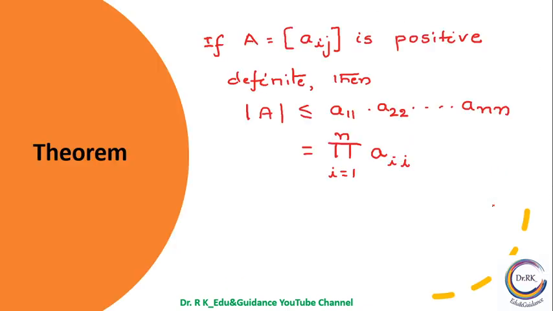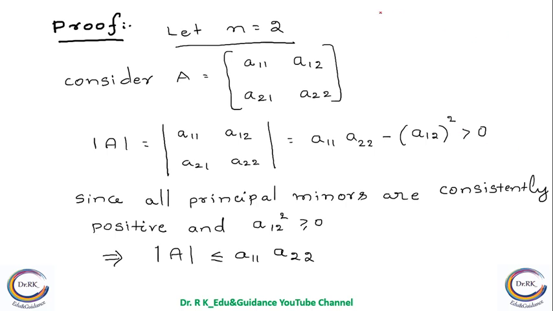So the last theorem: if A, the matrix Aij, is positive definite, then det of A is less than or equal to the product of diagonal elements A11, A22, and so on, Ann. Instead of writing all of them, we can write this as the product of i equal to 1 to n of Aii. We will prove this by taking cases, that is, by taking a 2 by 2 matrix, a 3 by 3 matrix, a 4 by 4 matrix, and generalize it. So for example, we'll start with n equal to 2.